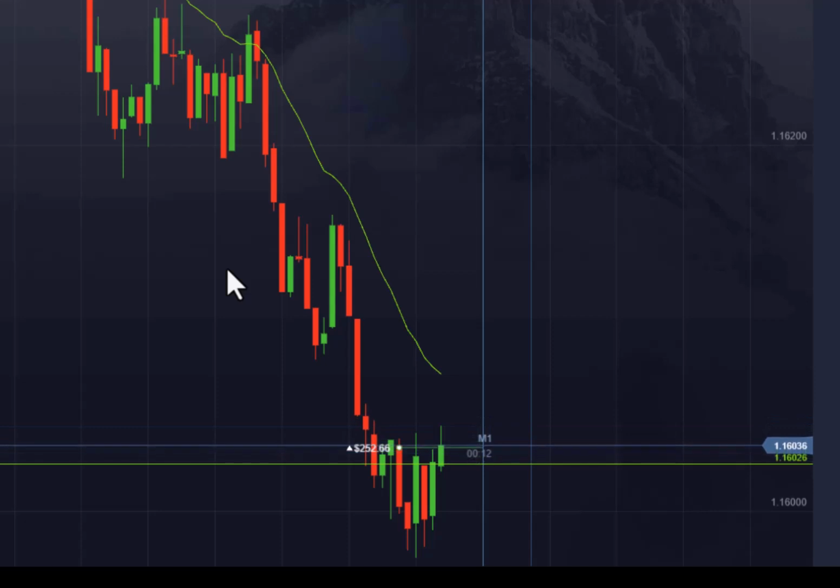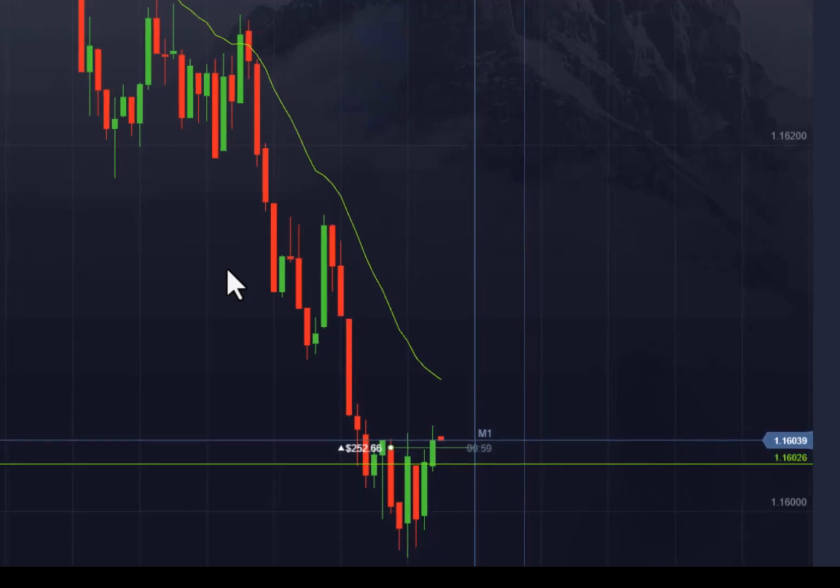Closing your top, closing your top. Good push.